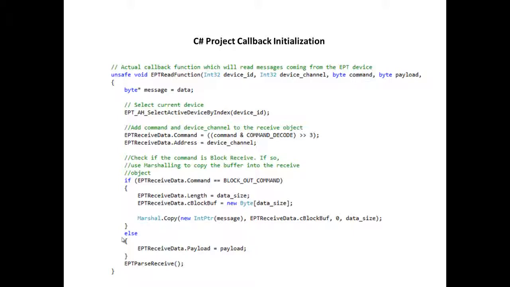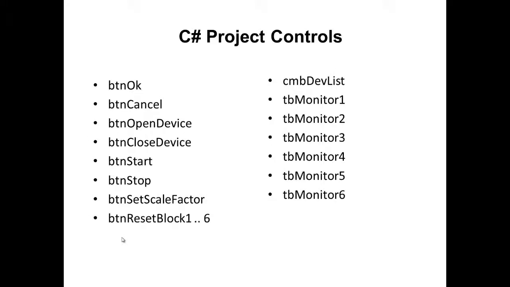We use this thing called marshalling. Now, marshalling is an advanced C# topic, and we're not going to cover it in this particular manual. We'll just let the callback function work in the background. We'll only need to use the EPT parse receive function to handle incoming data. We could see that easily in our user code.